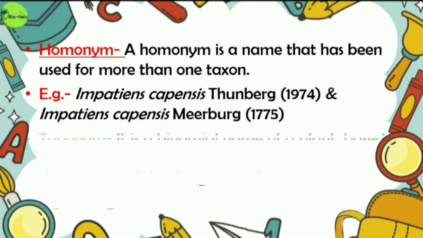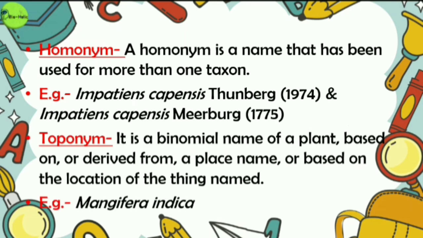Now the next one is the toponym. It is a binomial name of a plant based on or derived from a place, or based on the location of the thing named. Example is Mangifera indica.